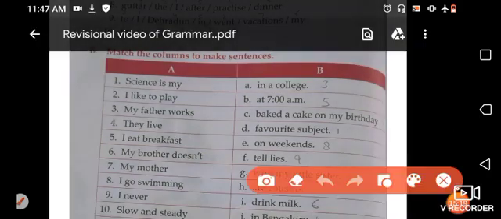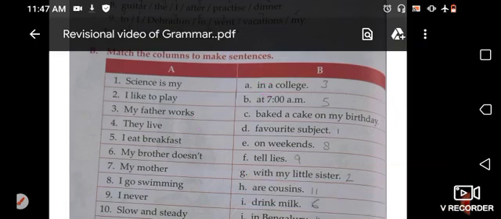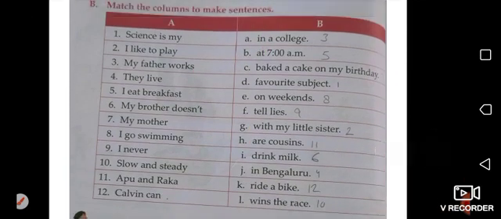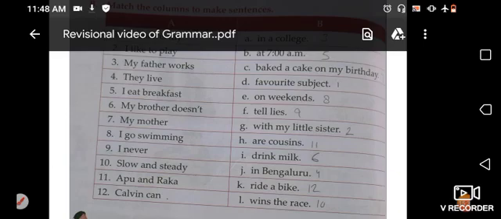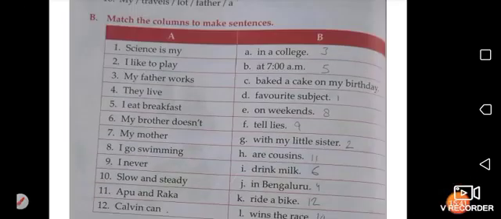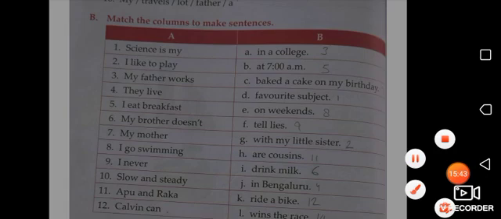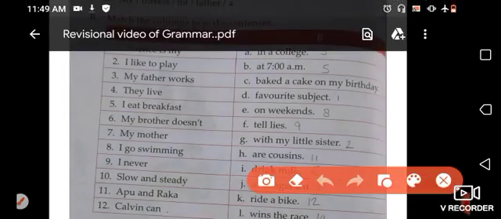Third one is: my father works. My father works in a college. Okay. You will match this with A. Fourth one is: they live. So where they live, you will match this with J. Okay. They live in Bengaluru. Next one is: I eat breakfast. Okay. I eat breakfast. So you will match this with B.